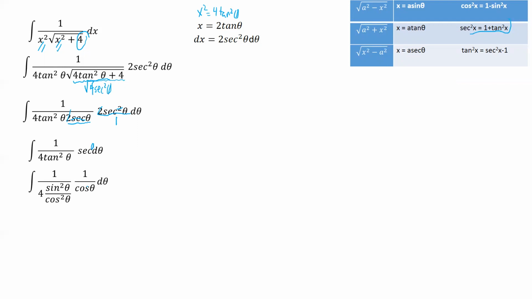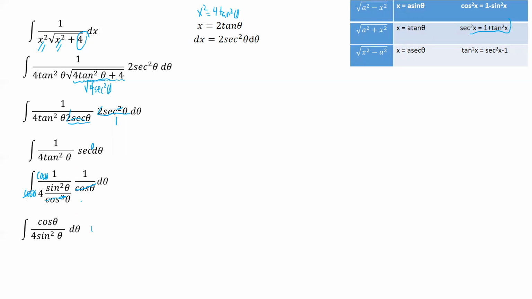So we're going to replace everything with sines and cosines. Secant is 1 over cos, tan squared, sine squared over cos squared. We can get rid of one of the cosines. And at that stage, probably want to multiply top and bottom by cos theta just to get rid of that denominator. So if we do that, what happens? I think we're left with cos theta over 4 sine squared theta.